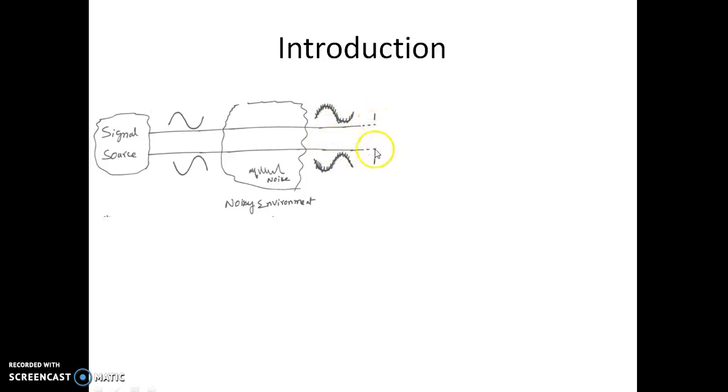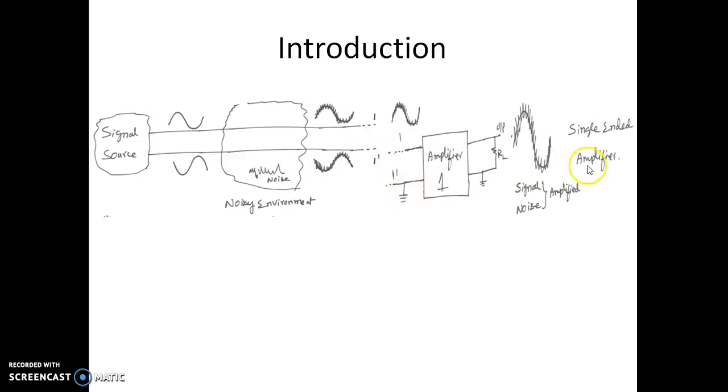Assume that this is 1 dash. I want to amplify this signal passing through a noisy environment, so the signal along with the noise will be fed to the amplifier. Let us assume I have a single-ended amplifier, which means one of the ends is grounded. With respect to ground, we apply the input voltage to port number 1. So 1 is connected to 1 and 1 dash is connected to 1 dash. Since 1 dash is grounded, the signal along with the noise is applied to amplifier 1.